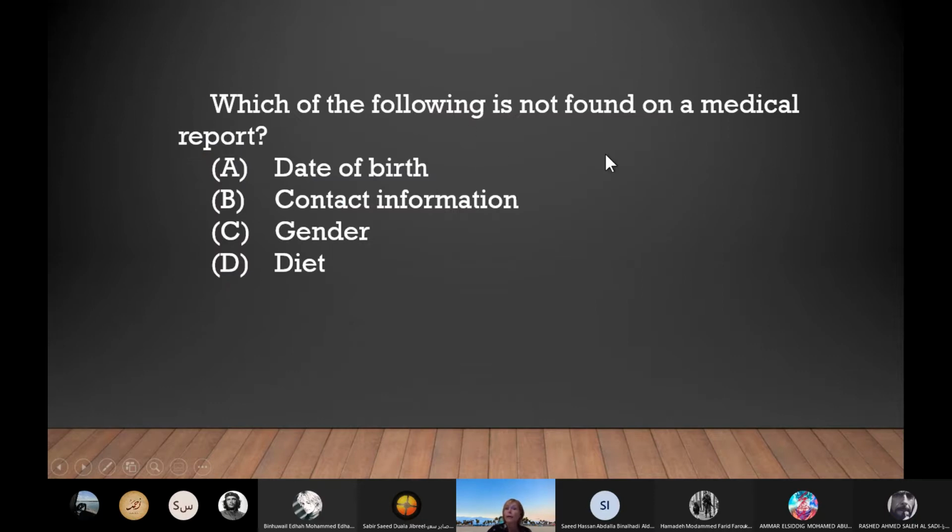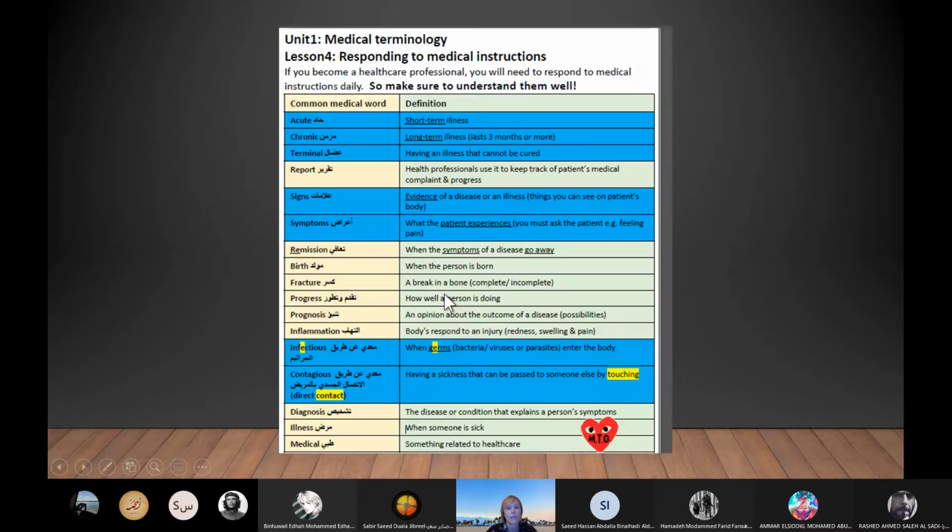So which of the following is not found on a medical report? Diet. Diet. That's right. So we would always find a date of birth, contact information, and gender, but we wouldn't necessarily find diet.